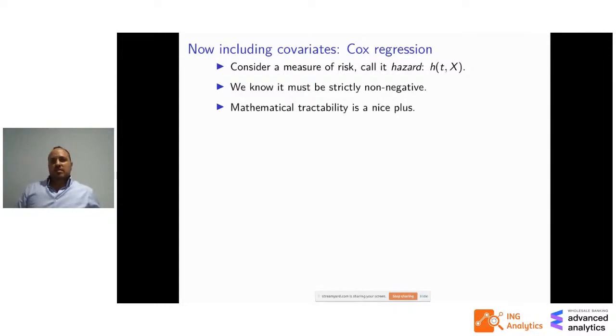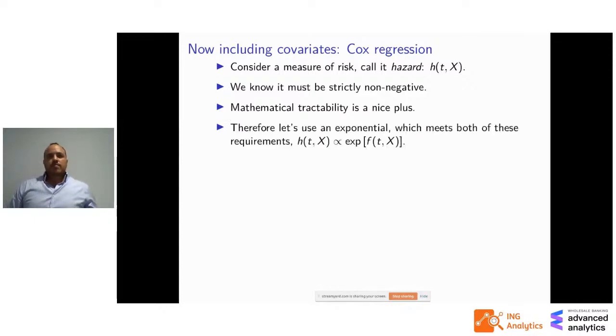And we want it to be mathematically tractable. Otherwise, this is kind of a black box, which we're trying to avoid, right? If you want to do some well-understood statistical inference, then the simpler the estimator, the better. The exponential function satisfies both of those requirements. It's strictly non-negative, and it's mathematically simple. So we say the hazard function is the exponential of this other function f, which we don't know yet.